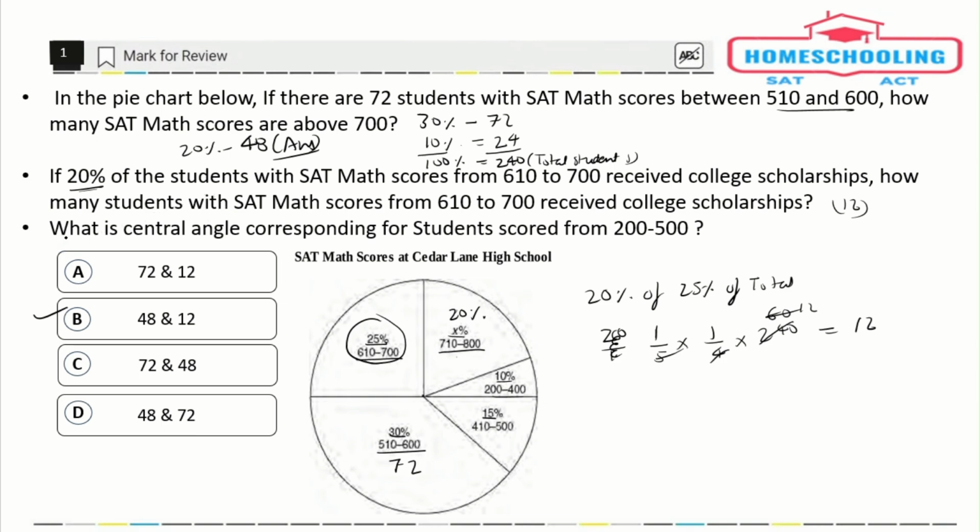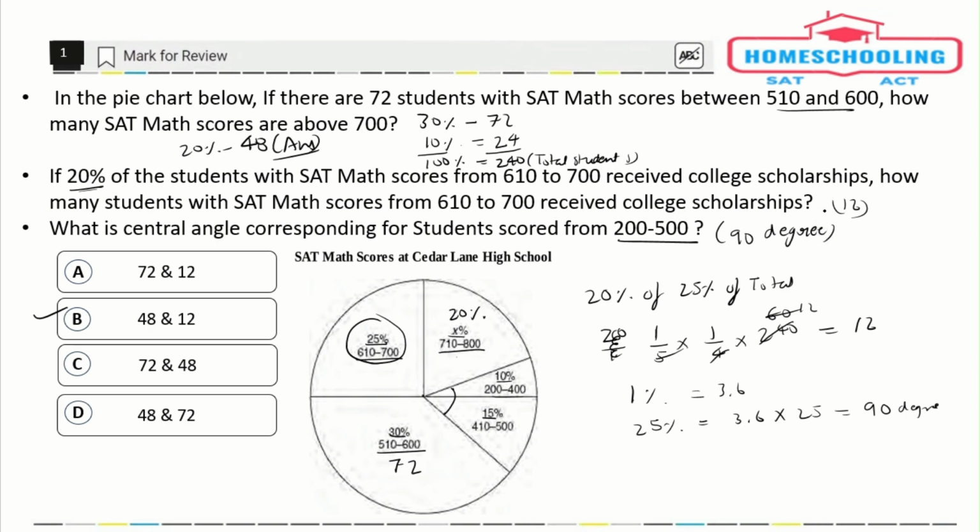There's one more part to this question: what is the central angle corresponding to the students who scored from 200 to 500? We have to find this angle, because this is from 200 to 400 and this one is 410 to 500. As we know, 1% is equal to 3.6 degrees. This one would be 10 plus 15, that would be 25%. So 3.6 times 25 would be 90 degrees. So this one would be 90 degrees.